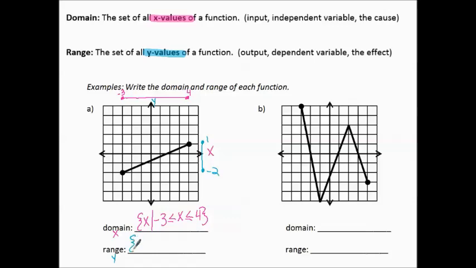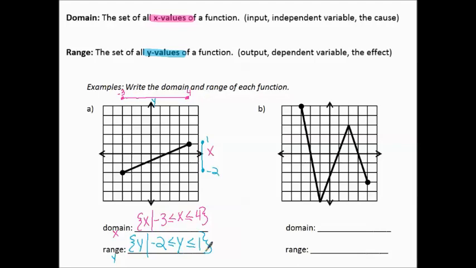So again, I'm going to draw my curly brackets, y, such that my lowest number, -2, is less than or equal to, instead of writing x, I'm going to write y, is less than or equal to 1. And I close it out with curly brackets. So there's my domain and my range.